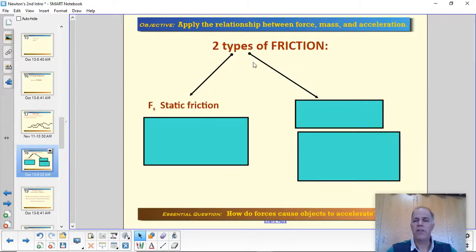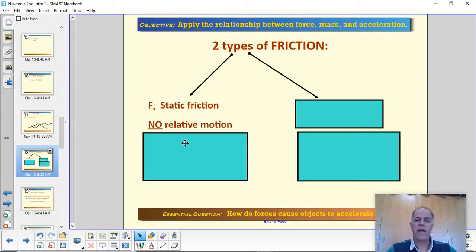Now, it turns out that friction comes in two flavors. There are two types of friction. The first one we call static friction. And the word static in this sense means not moving. So this is the friction between two objects which have no relative motion. They're not moving relative to each other. Now, I don't know if this shows up on the video here, but we abbreviate static friction as F for friction and with a subscript S. So F sub S is static friction.